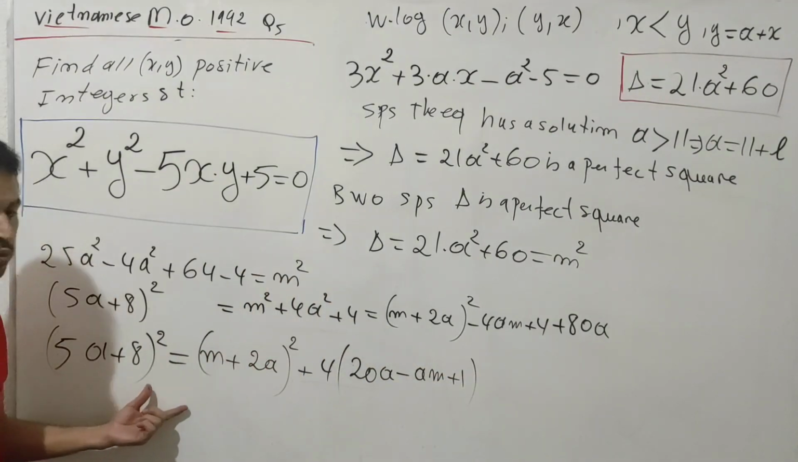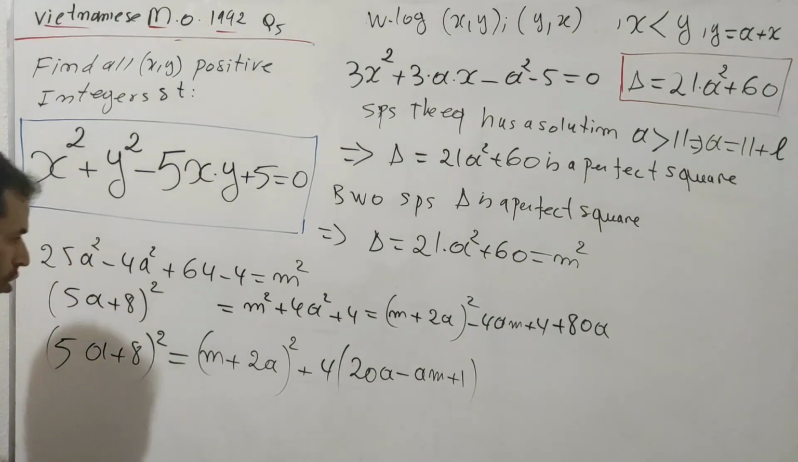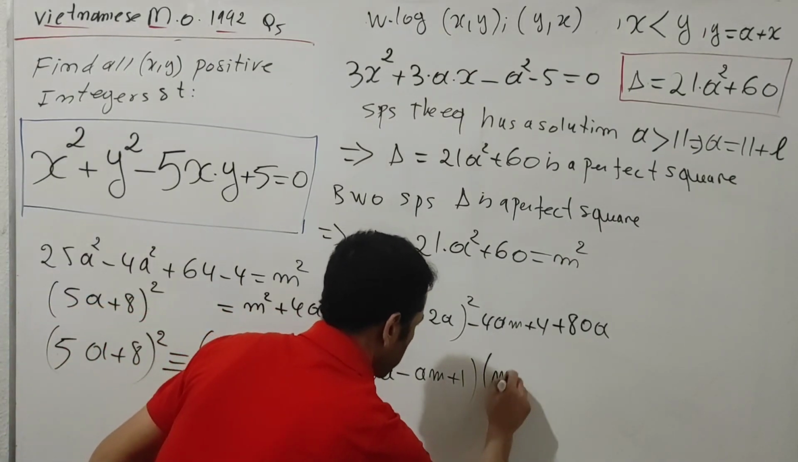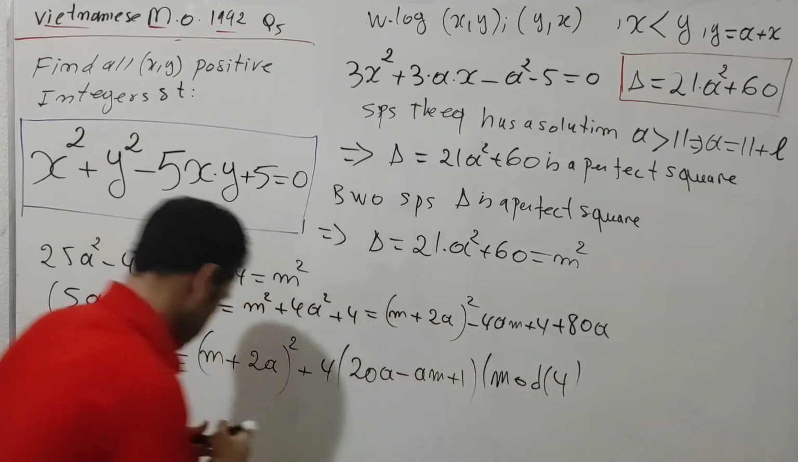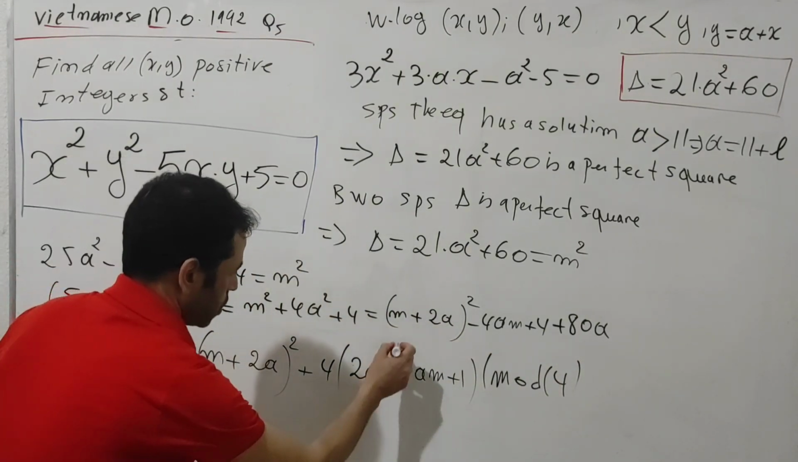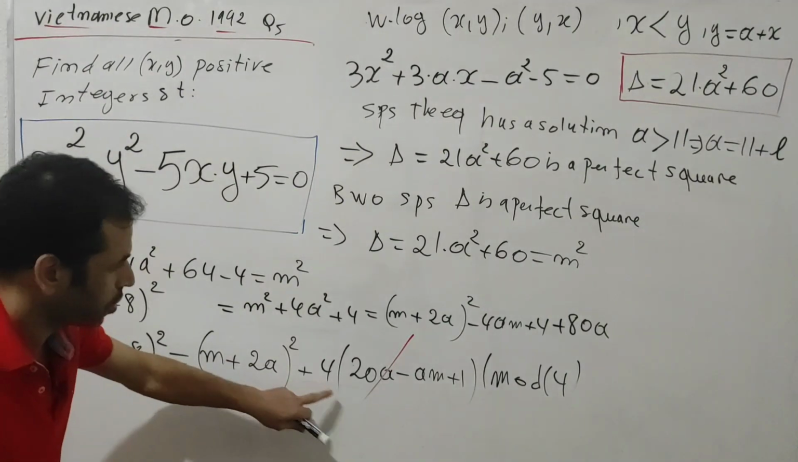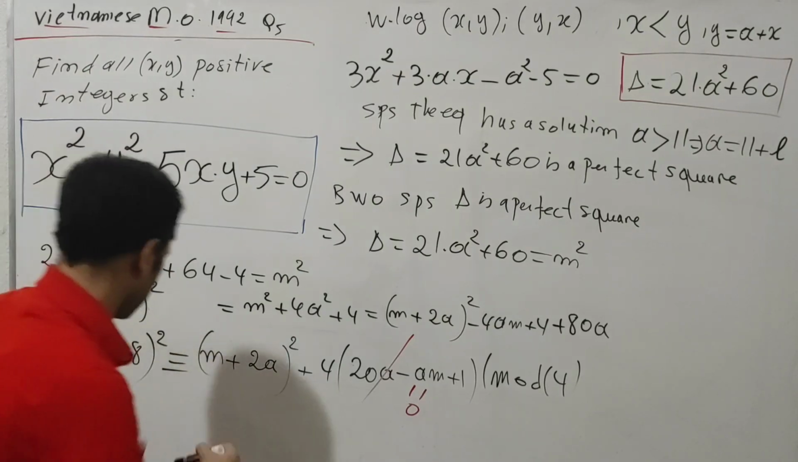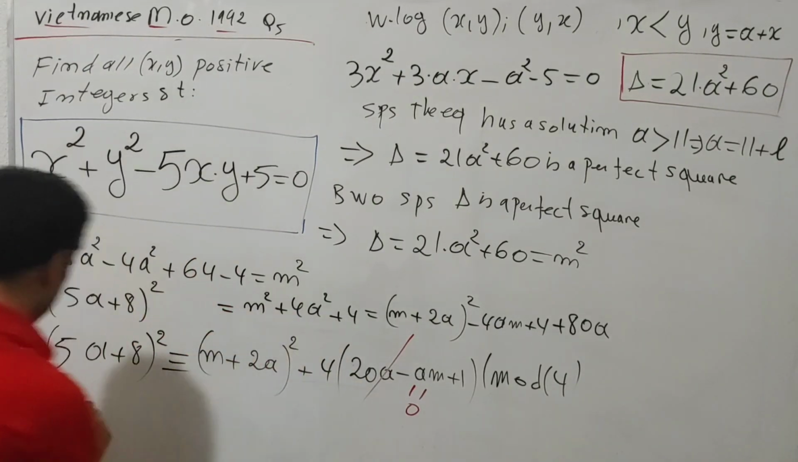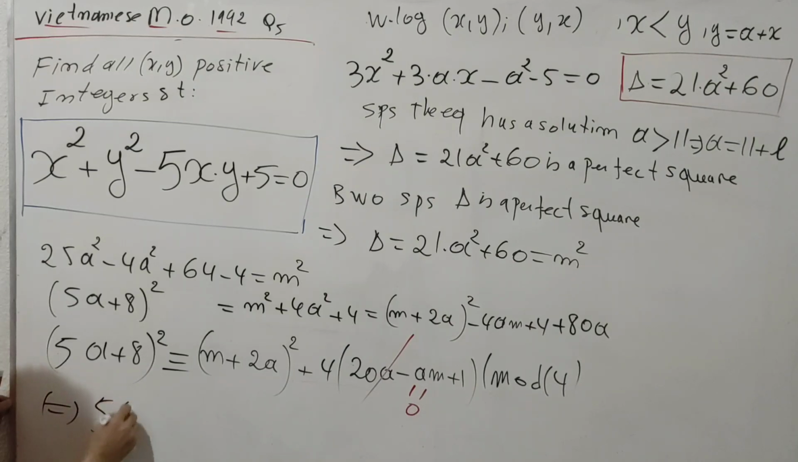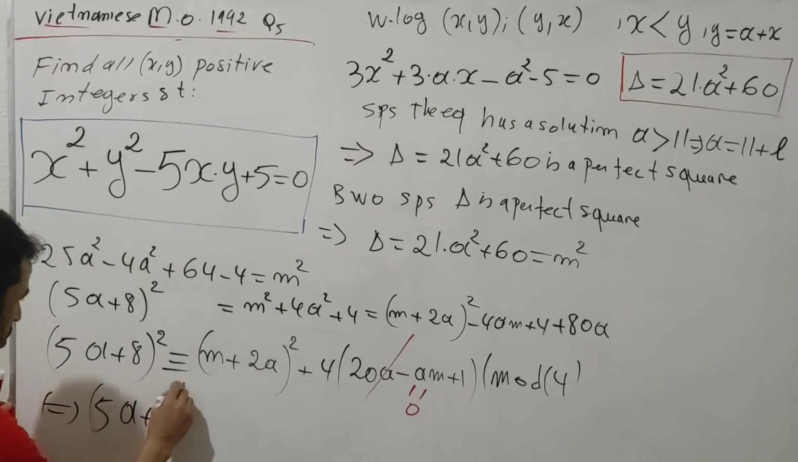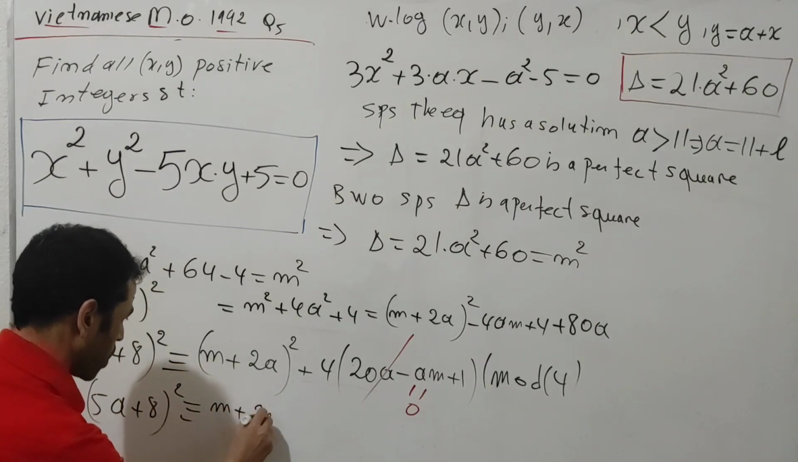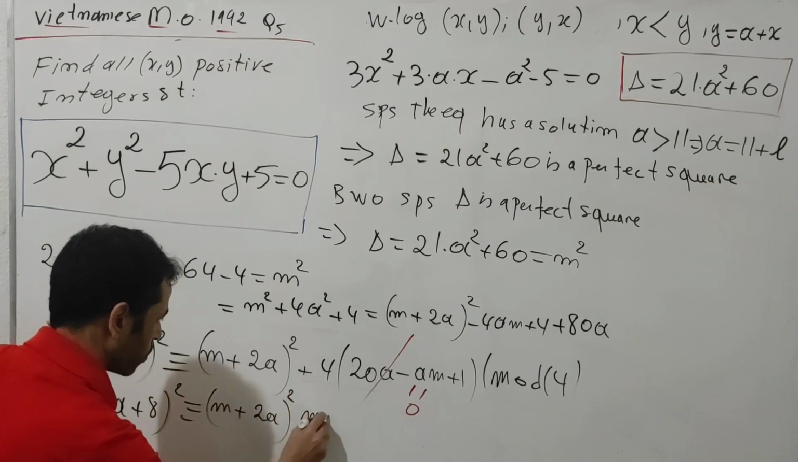I'm going to reduce this one mod 4 by using the congruence definition. This term will be 0 because we have 4 here, that means 4 divides it. This one is 0. That means this one is telling us (5a plus 8) squared is congruent to (m plus 2a) squared mod 4.